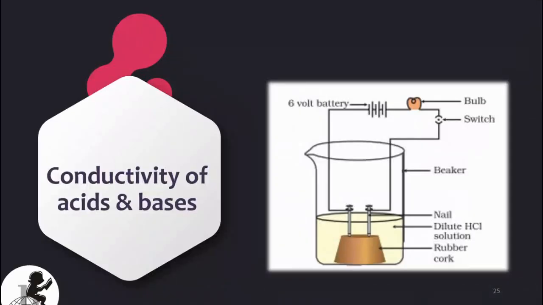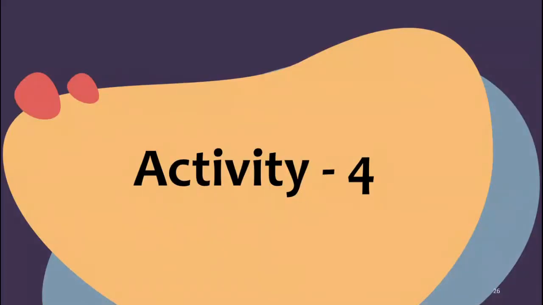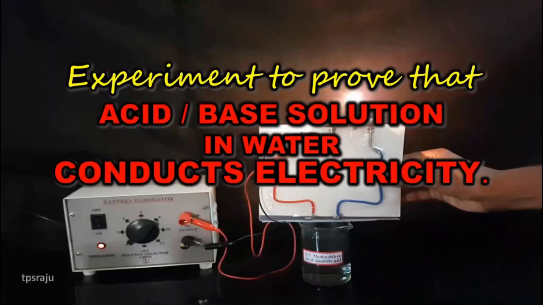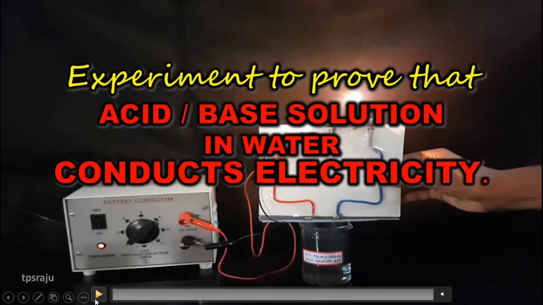Okay, here the instrument arrangement is shown in the figure. So go to activity 4. The materials required for doing this activity are beaker, graphite rods, wire, battery, sodium hydroxide, hydrochloric acid, cardboard, glucon-D, LED bulbs, and alcohol. Okay, so now we go to the activity. Acids or bases solutions in water conduct electricity.